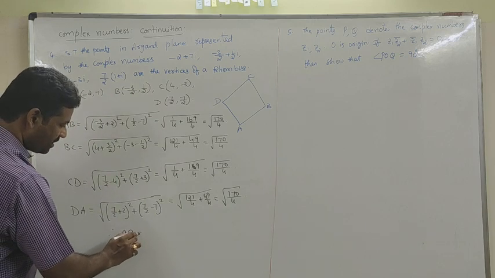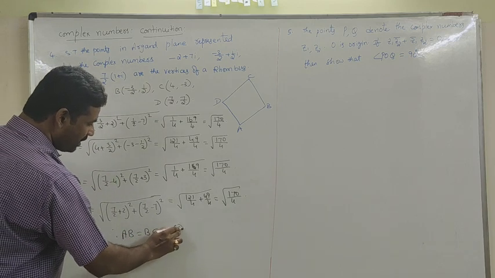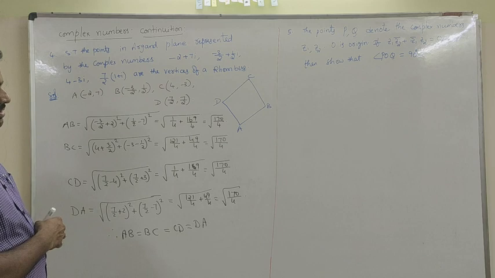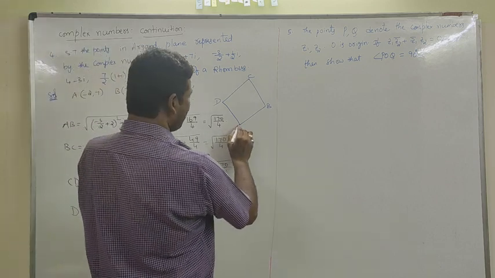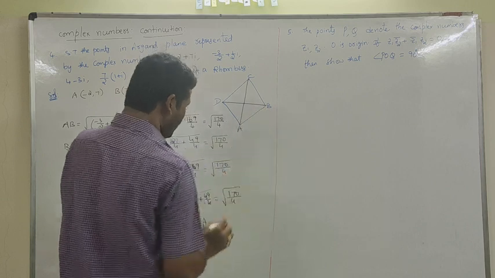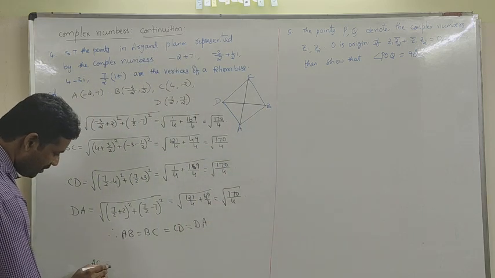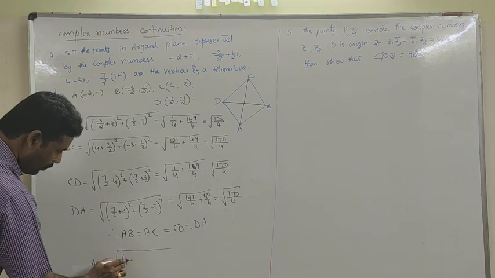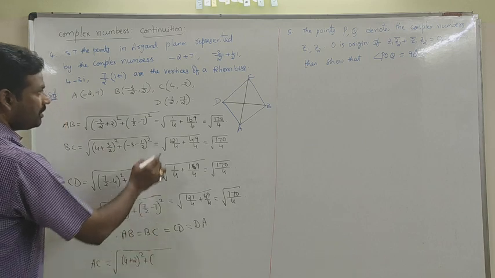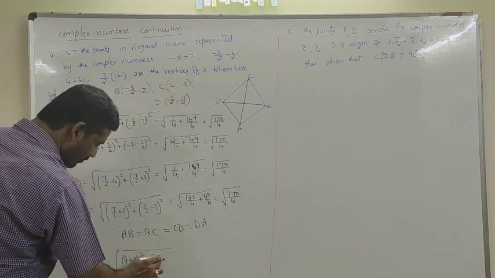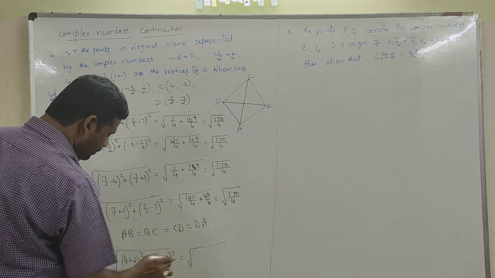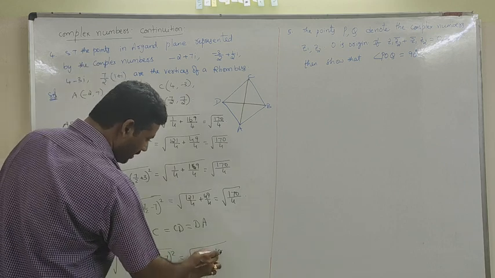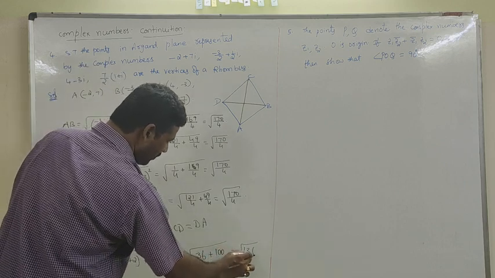AB equals BC equals CD equals DA. All sides are equal. That means this may be a square or a rhombus. Now find the diagonals, AC and BD. What is the AC length? AC equals the square root of (4 + 2)² + (-3 - 7)², that equals the square root of 6², which is 36, plus (-10)², which is 100. That equals the square root of 136.